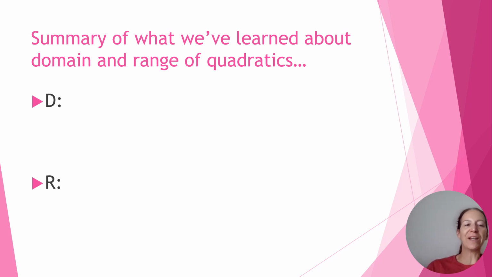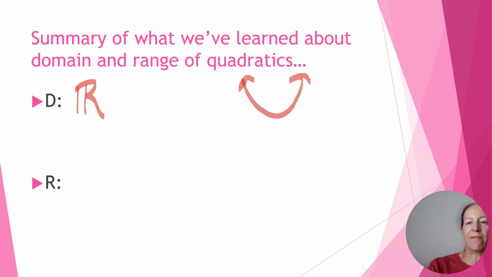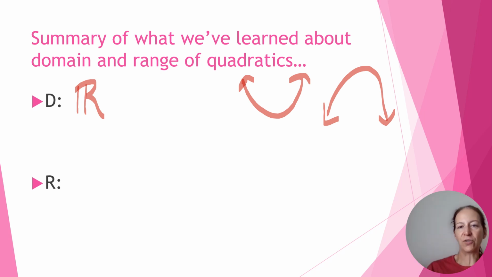Here's the deal with every single quadratic. The domain of every single quadratic is all real numbers. And so you want to write that down. But think about any kind of quadratic that you would ever see. There are no breaks in the graph. The graph continues going to the left forever, and it continues going to the right forever with no breaks in it.